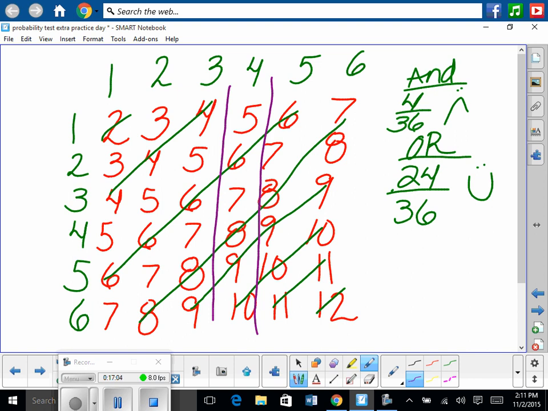2 out of 36, nope, 2 out of 6. 2 out of 6. Yes, good, because this is the given. 2 out of 6, so it'll be 33%. Because right here that happens, and right here that happens, so that's 2 out of 1, 2, 3, 4, 5, and 6.